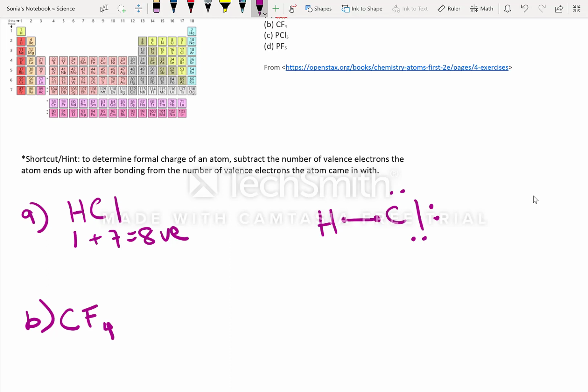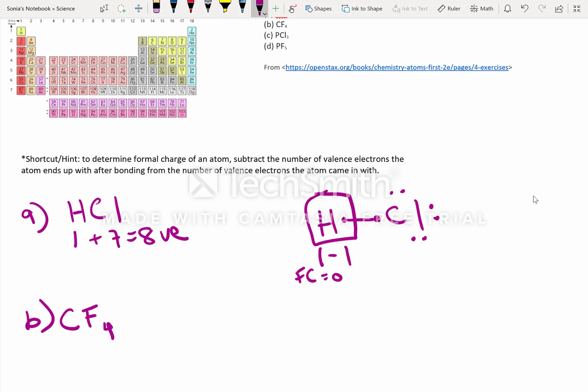Now we can go ahead and figure out the formal charge. So what I meant about this hint was, you would look at your hydrogen and ask, how many valence electrons does hydrogen have? We look at the periodic table and we see that it has 1. And you would ask, how many valence electrons does hydrogen now have after it's done bonding? It still only has 1. The way I used to do it when I first started, I used to box my atom just so I'm only looking at that atom. It still has 1, so 1 minus 1 equals 0, so our formal charge for hydrogen is 0.